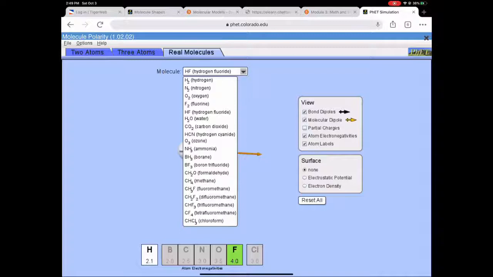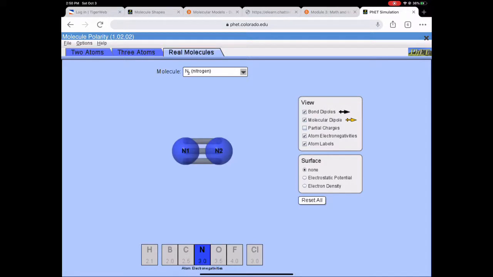Let's look at a few molecules that are not polar. Let's look at nitrogen. So there are two nitrogen atoms right here. You notice there's no electronegativity difference between them. That's why there's no directional dipole anywhere. You can't see one. There's none.